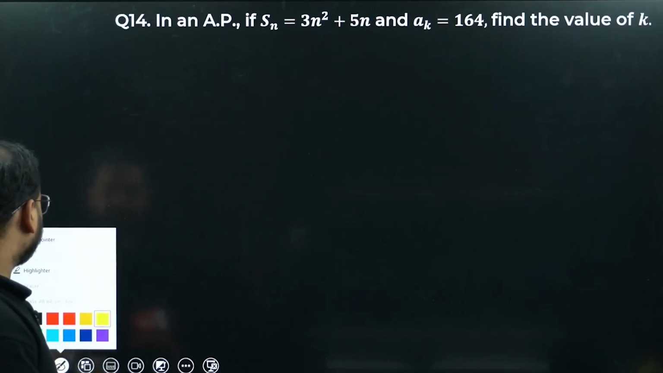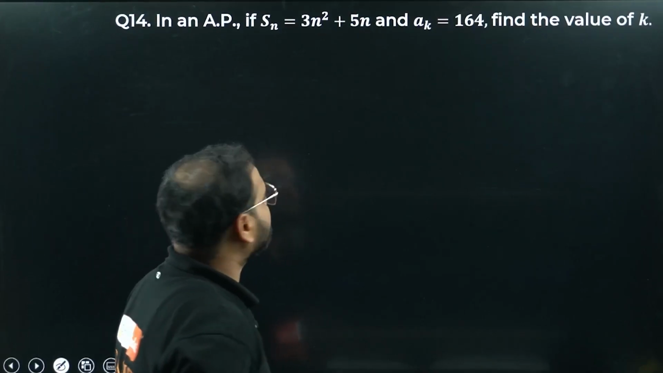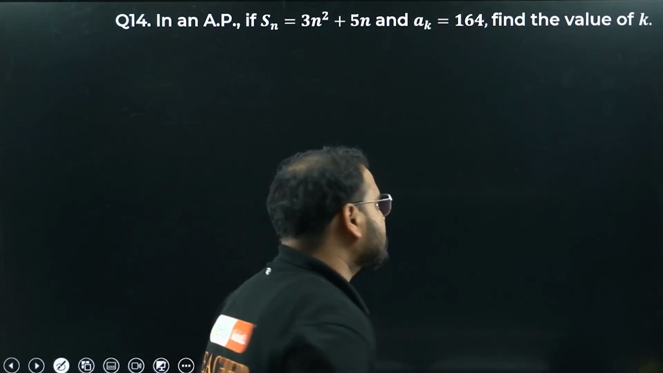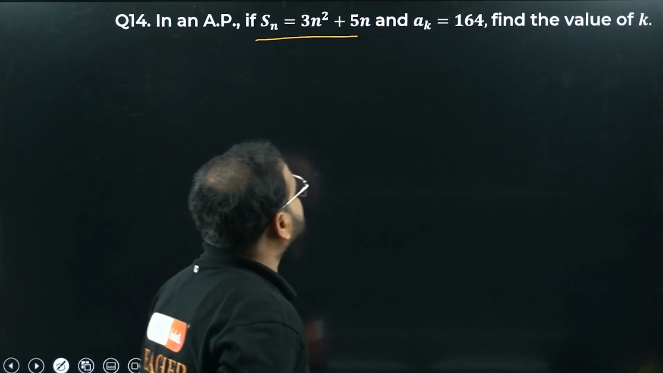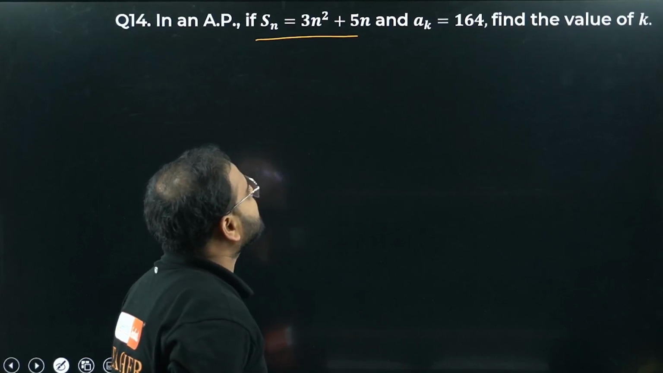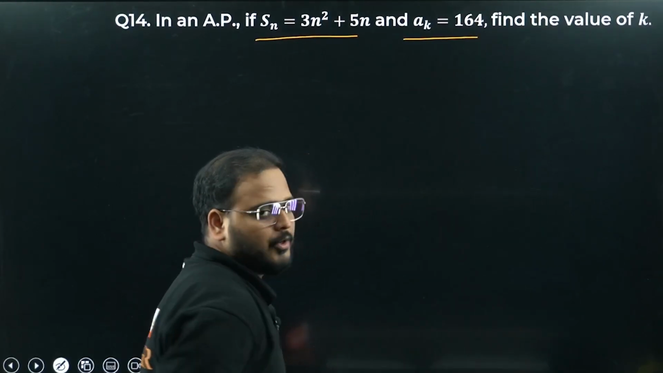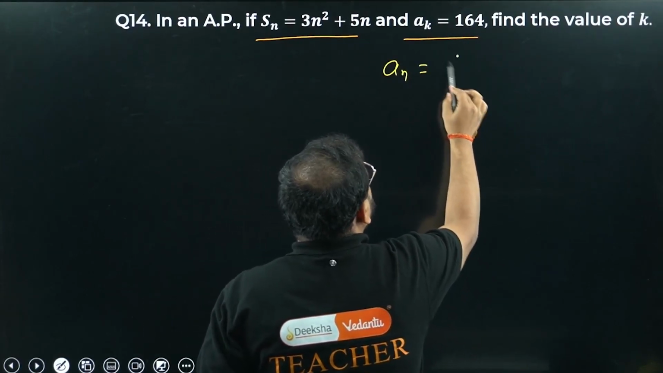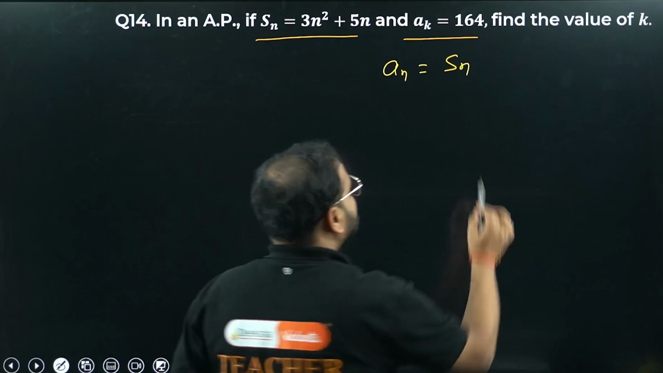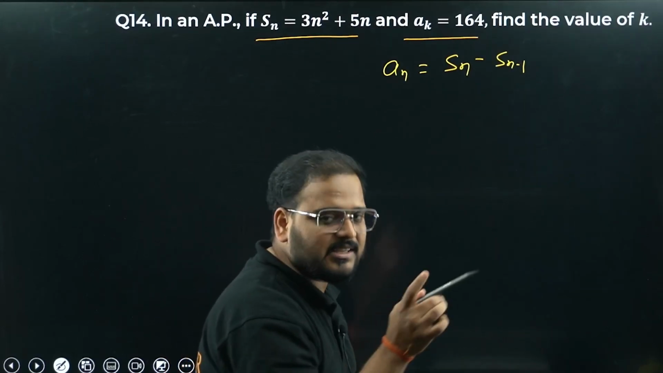Question number 14, the last question of the day, right? I know if you have struggled with question number 13, it's okay, not a problem. I can understand if you have struggled. I have taught you a property on this. In an AP, Sn equals 3n square plus 5n, and Ak is 164. Find the k value. Remember I taught you this property: An equals sum of n terms minus sum of terms before it. I taught you this, right?